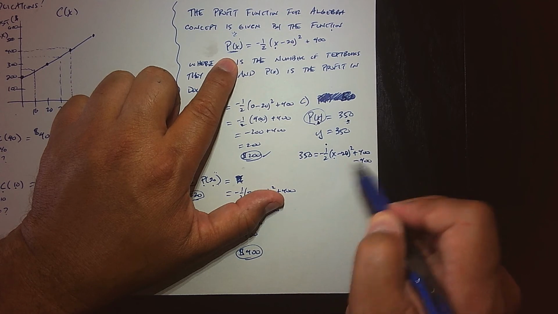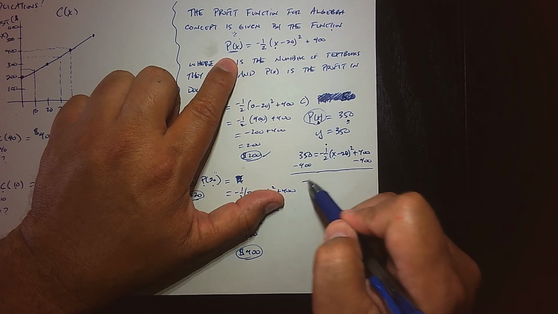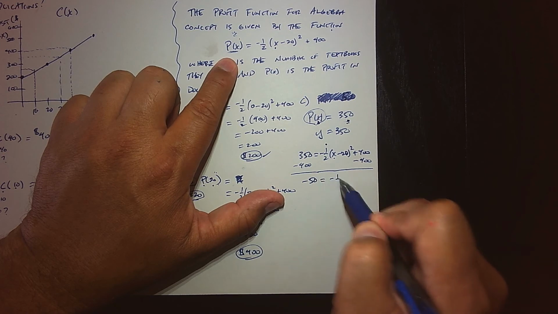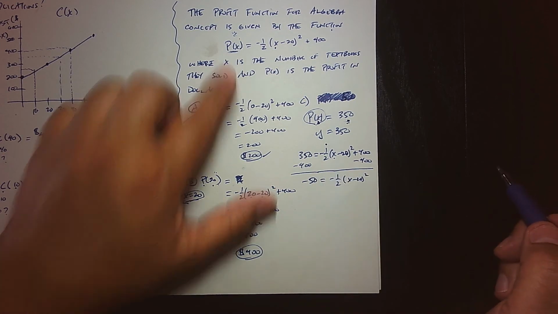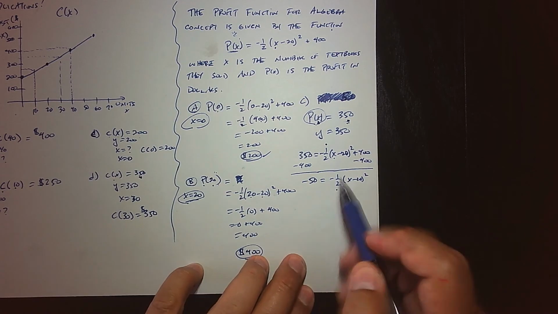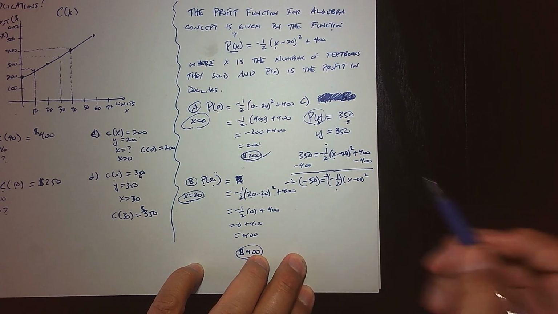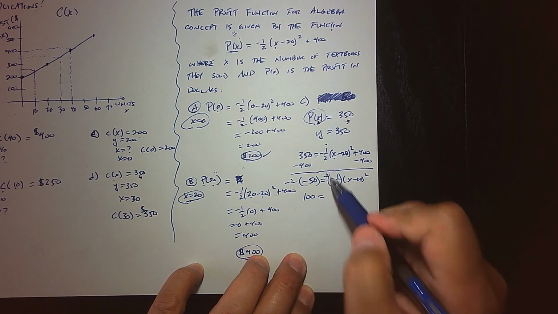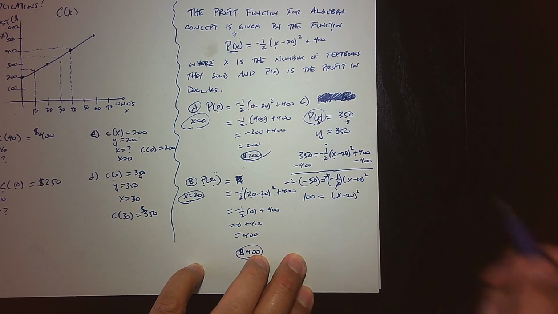The first thing I would do is subtract 400 from both sides. That's going to give us negative 50 equals negative 1/2 (x minus 20) squared. Let's get rid of this fraction, so I'll multiply both sides by negative 2. That's going to give us 100 on this side. That'll cancel out, leaving us with (x minus 20) squared.